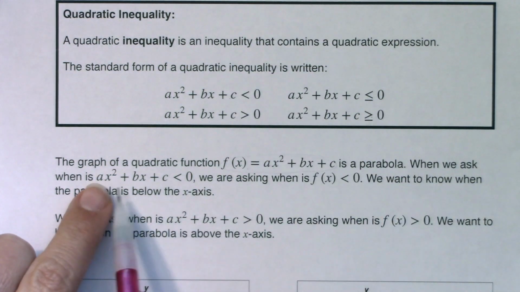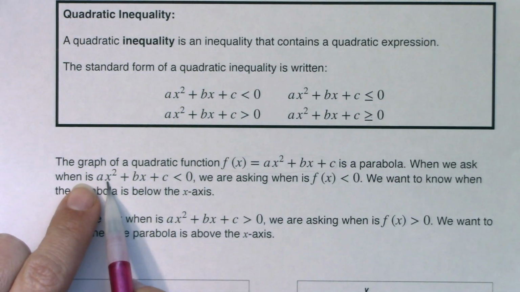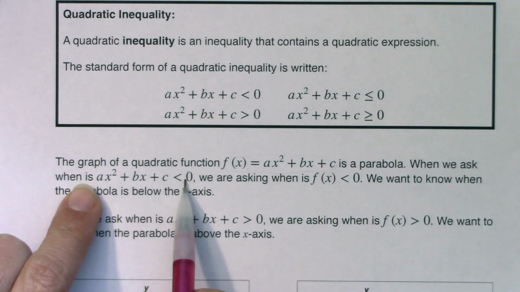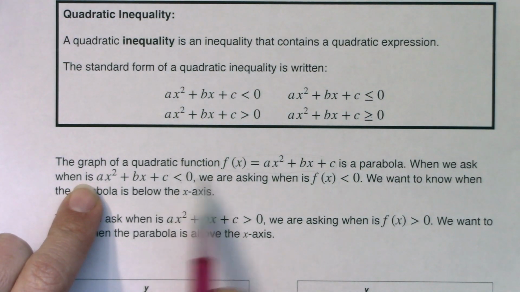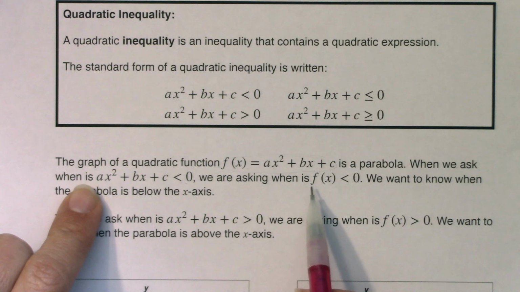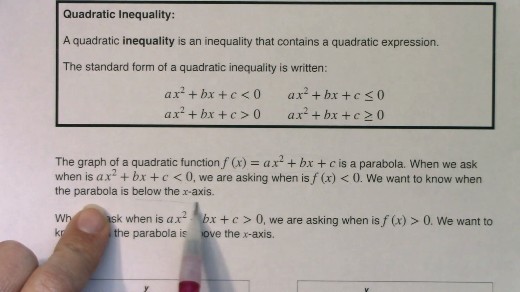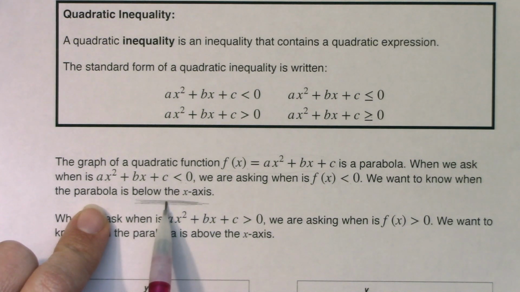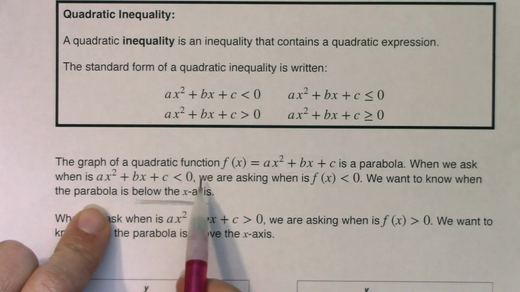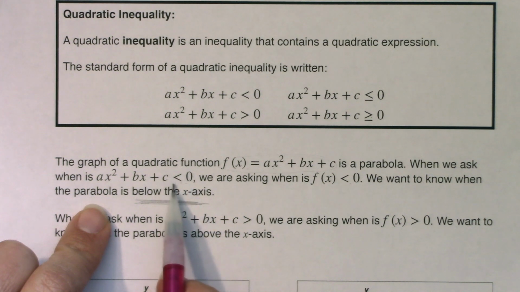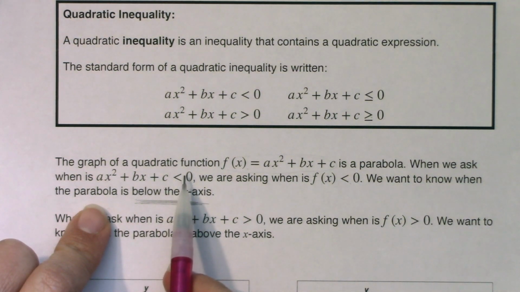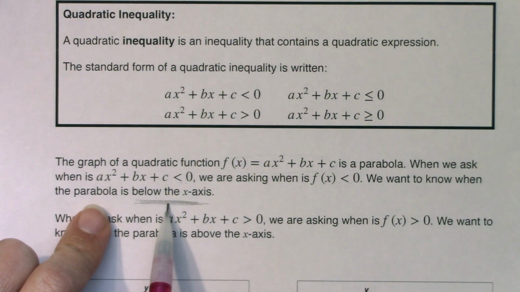So when I ask you something like, when is ax squared plus bx plus c less than 0? When is this thing less than 0? When is your parabola less than 0? If we want to translate that into a graph sense, when is my function less than 0? That translates to when is my graph below the x-axis. So we're going to associate less than 0, if you saw that less than 0 here and you're being asked to solve this inequality, you're going to look for where is your graph below the x-axis.